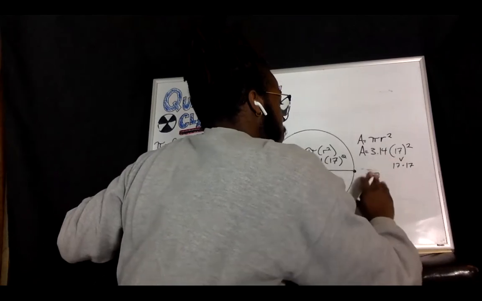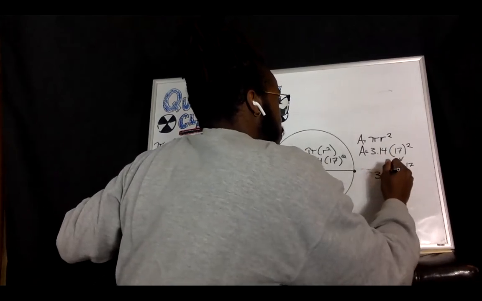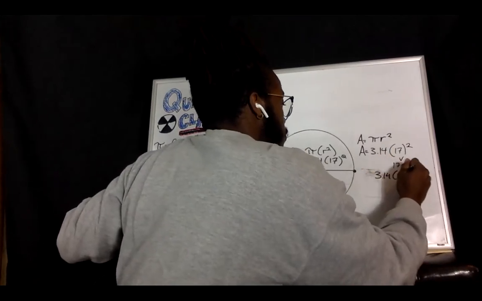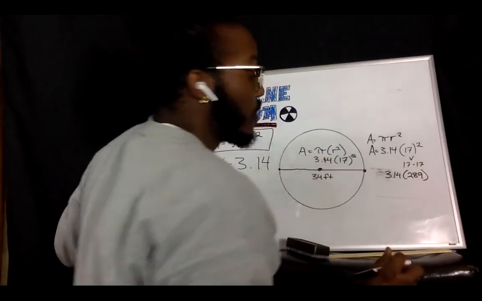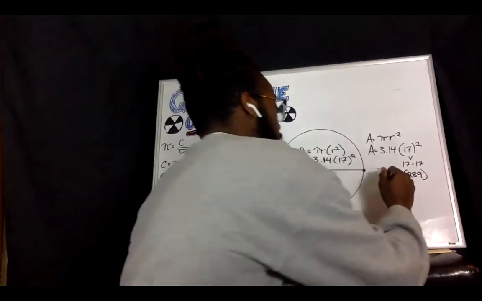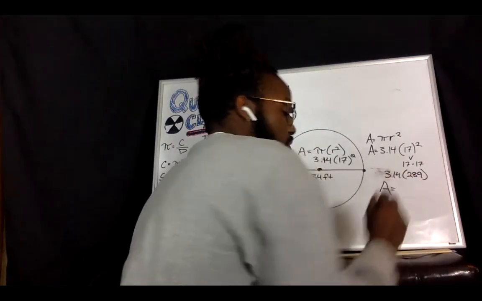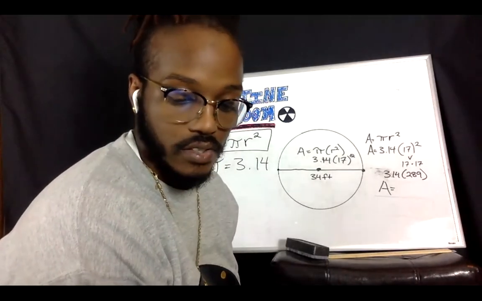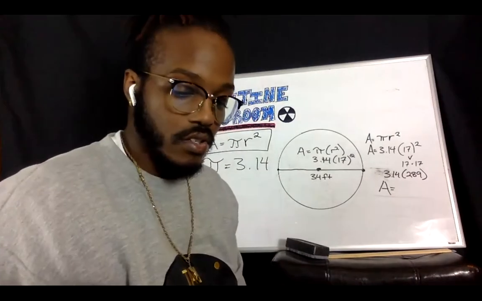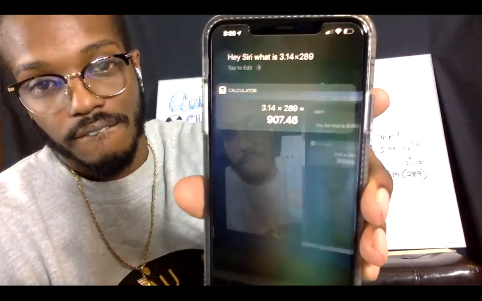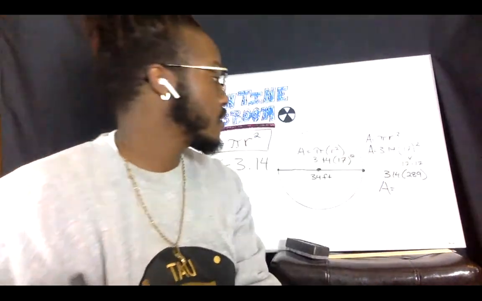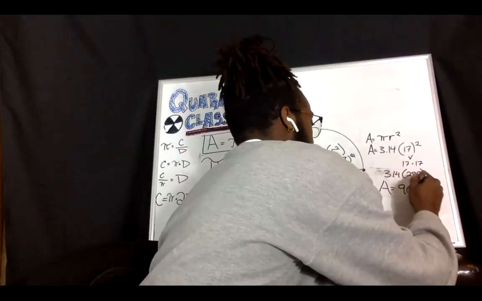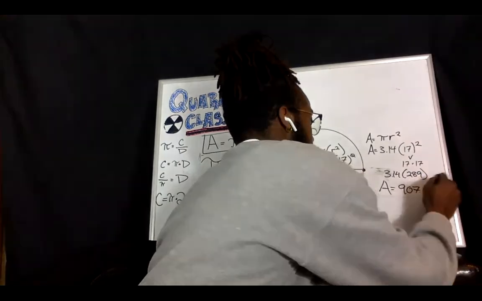So I'm going to do 3.14 times 289. And then to find the area, I'm going to multiply those two together. Hey, Siri, what is 3.14 times 289? 3.14 times 289 is 907.46.